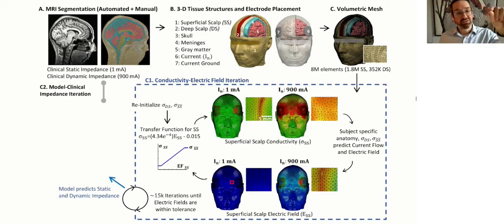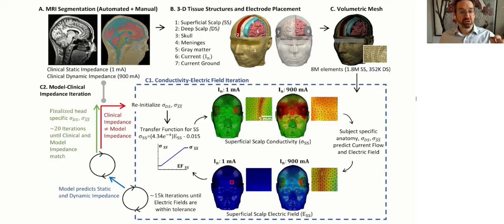Now we actually have that data from the very same subject, so we can compare the clinical, experimentally derived static and dynamic impedance with the one predicted by the model. If they match, we're done. If they don't match, we go back into the model and adjust the deep scalp conductivity and or the maximum superficial scalp conductivity. So we adjust the skin properties, rerun the model, and predict a new static and dynamic impedance. And once again, we ask, does the model-predicted static and dynamic impedance match the clinical static and dynamic impedance? If it does, we're done.